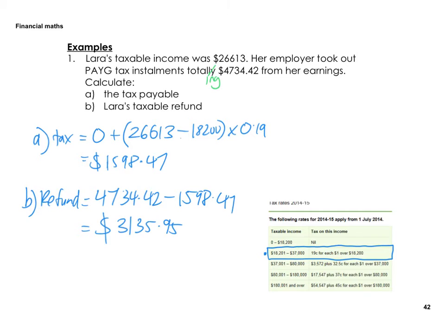So if the question didn't say refund, obviously if what she needs to pay is less than what she actually paid, she gets a refund. But if this figure is higher than this one, then she would have to pay more, which is obviously a tax debt or tax liability. Okay, so overall, much the same as before, just an extra step to take away two numbers to figure out if it's a refund or a tax debt.